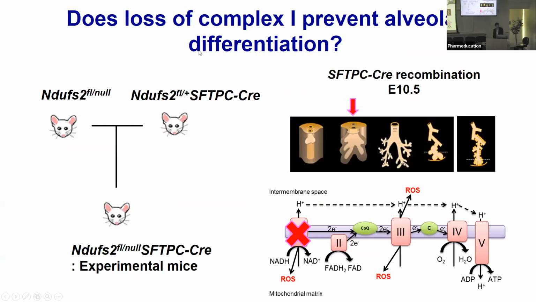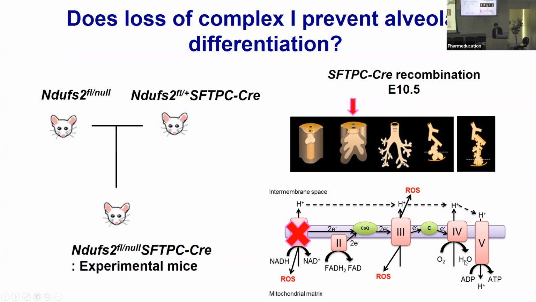And the way we did this is we took NDUFS2 flox alleles. This is a core catalytic subunit of mitochondrial complex 1. Mitochondrial complex 1 has 45 subunits, and this is one of the core subunits. You knock it out, you can remarkably decrease the activity of the complex. The recombination happens at 10.5. In other words, you knock out mitochondrial complex 1 in alveolar epithelial cells largely at day 10.5, and the electron transport chain falls apart.